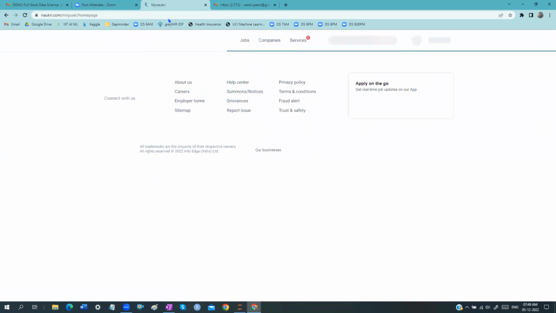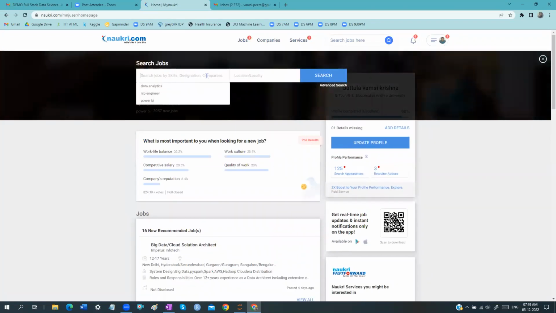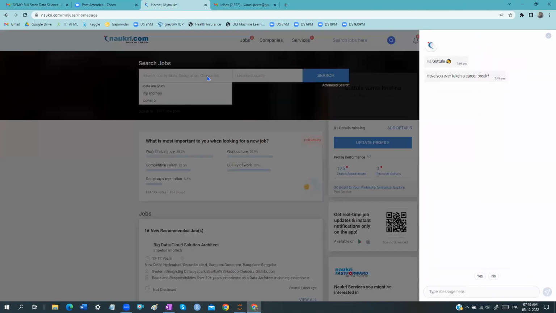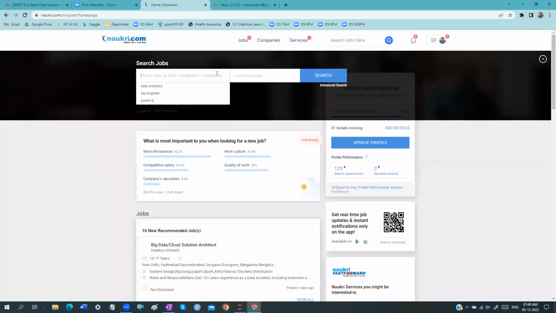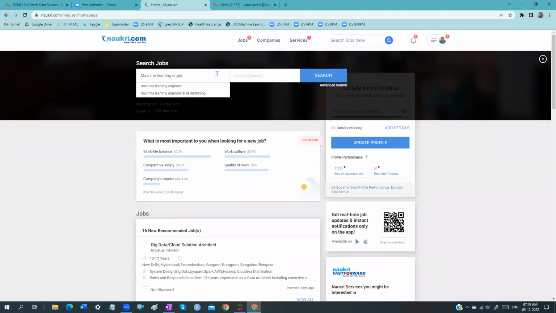So you can check all the kinds of roles and what skill sets they require. What does a data analyst require? What does a machine learning engineer require? Mainly you can apply for machine learning engineer jobs, which is the main role we can apply for. Machine learning engineer is the current role they are talking about, so they call it machine learning engineer.